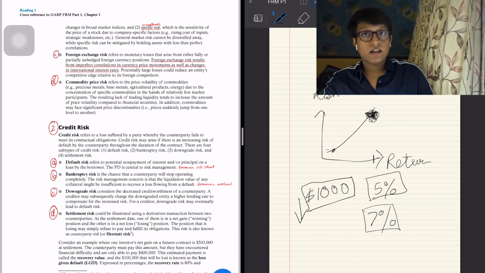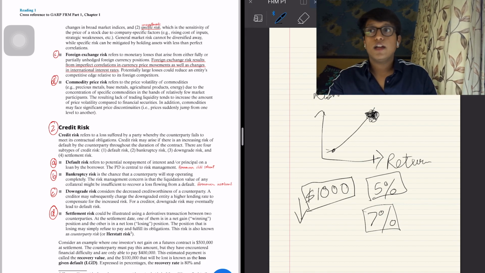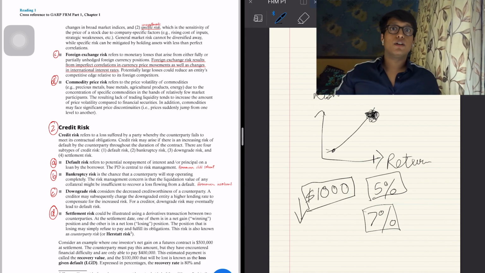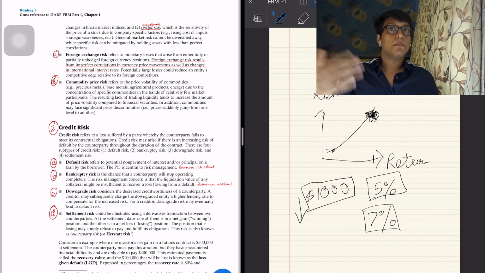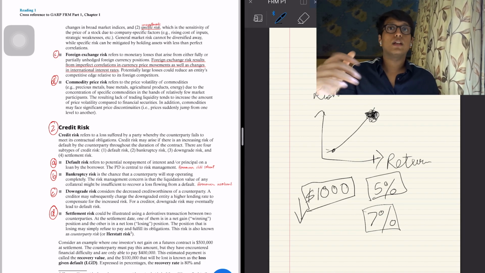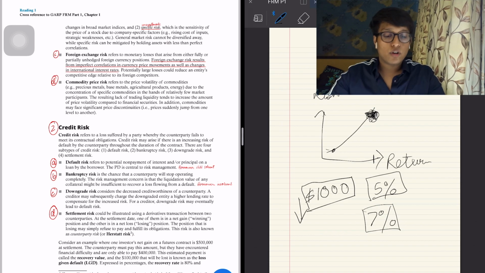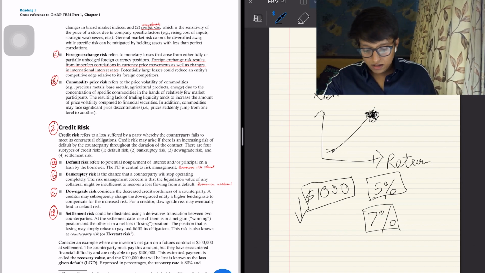So that is again a credit risk for you, because if the rating falls even further to D, then the company might default. D stands for default, wherein the company might default on your obligations.